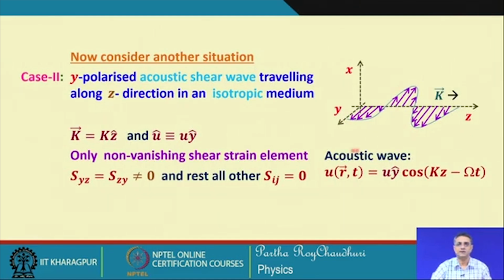Now, let us consider the acoustic wave that is travelling along the z direction, because in our investigation we always consider the acoustic wave to be travelling along the z direction. So, this acoustic wave is travelling along the z direction, but this time it is a transverse wave, a shear wave. Therefore, the shear wave is polarized along the y direction. This is the case that we will consider.